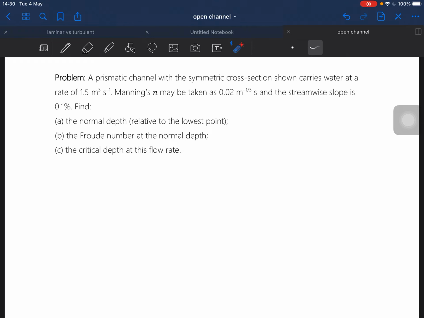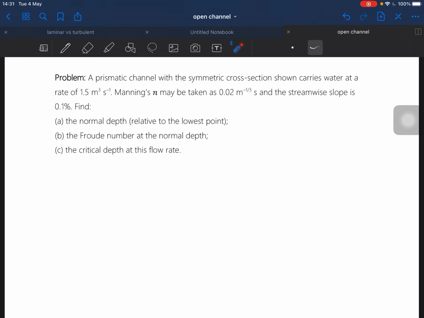If you remember, the previous chapter was a little bit harder than this one. It was the pipe flow and stuff. This one I feel is more interesting, because you can apply it in real life in the future. Okay, so now we have a problem with a prismatic channel.